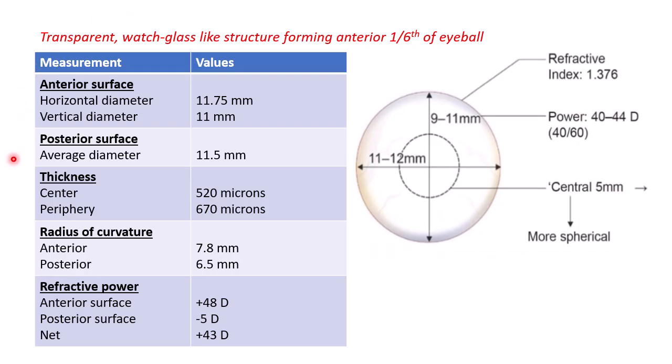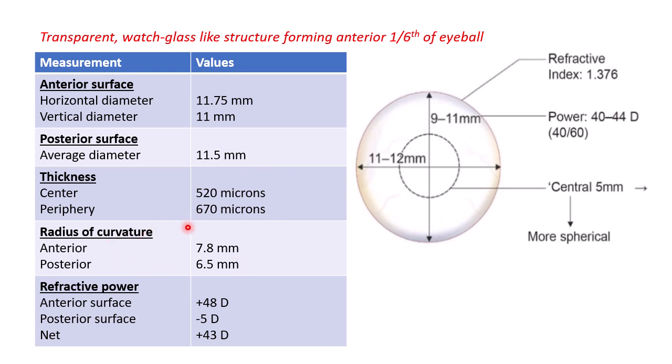Now it is very, very important to remember all of these dimensions. Remember, the cornea is a transparent watch glass-like structure forming the anterior 1/6 of the eyeball. The anterior surface has this horizontal and vertical diameter. The posterior surface has a uniform diameter of 11.5. Thickness in the center and the periphery should be remembered.